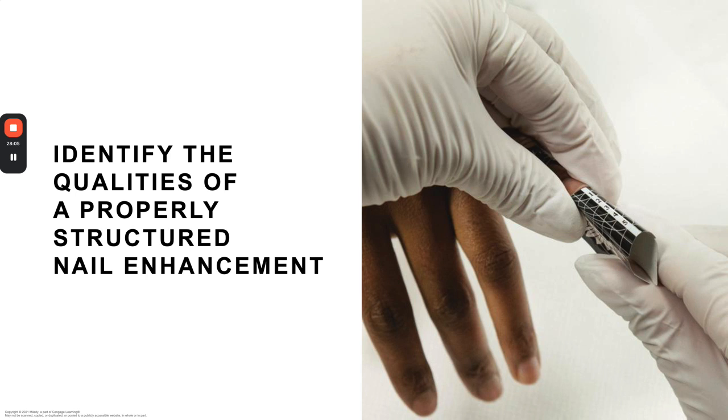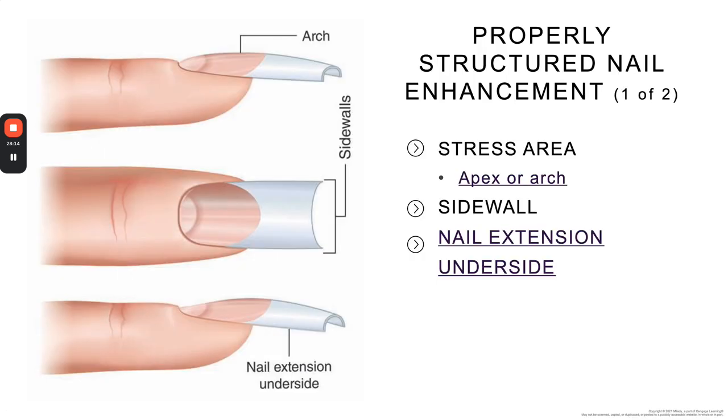I'm going to go to the next objective. So objective number 7, identify the qualities of a properly structured nail enhancement. On the next slide, some of these terms you probably have heard of, but they're kind of the same for the natural nail. We just call them something a little bit different for our nail enhancement. So nail enhancements should not only look good, but must also remain strong and healthy while your client is wearing them. The nail technician should pay particular attention to several areas in order to provide the best and long-lasting nail enhancements. So, a stress area, the definition of a stress area is an area that's easy to break, okay?